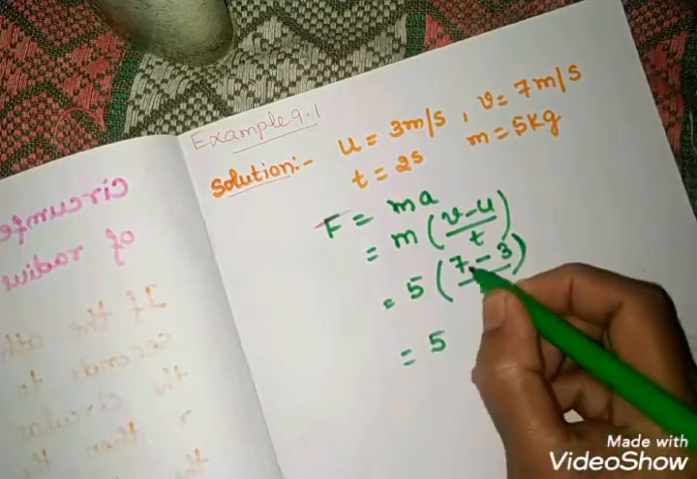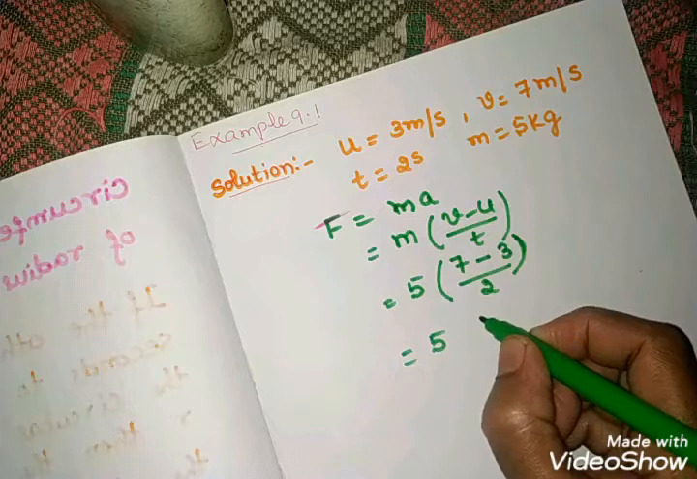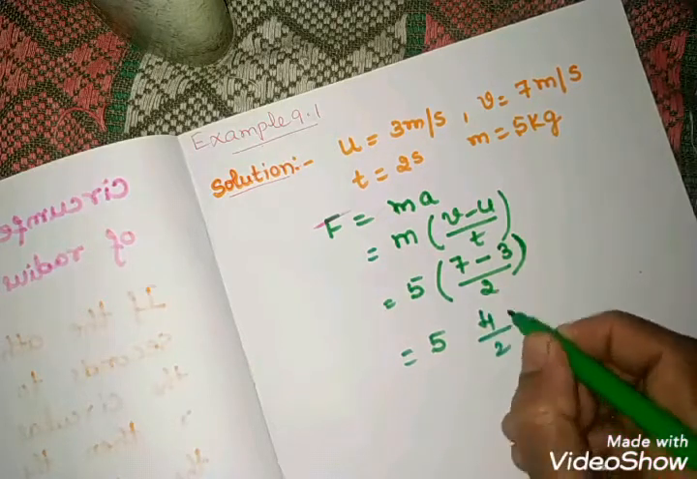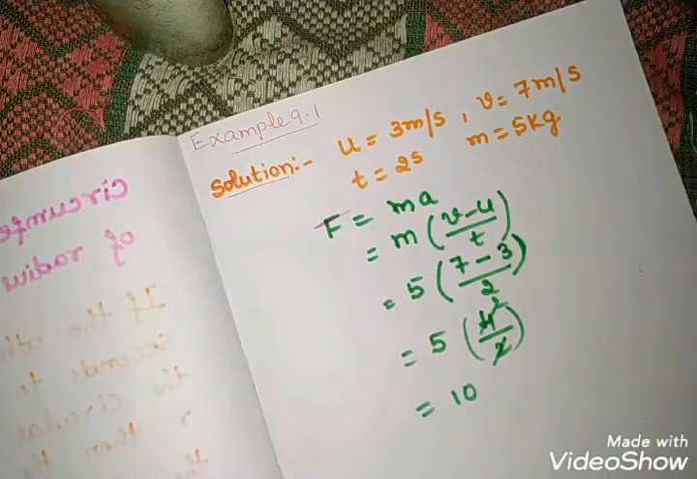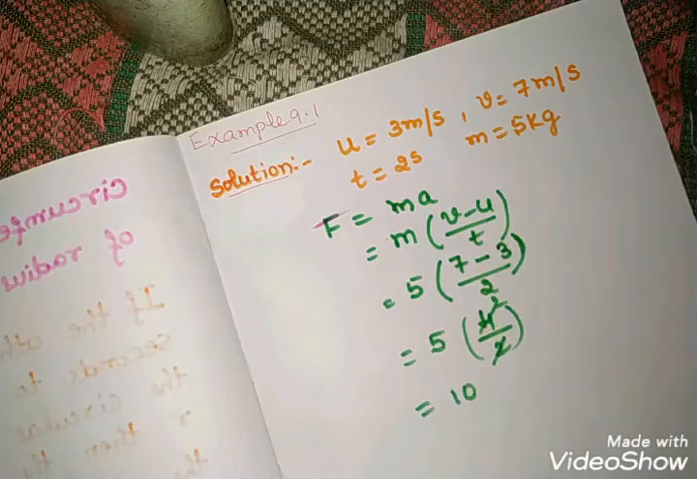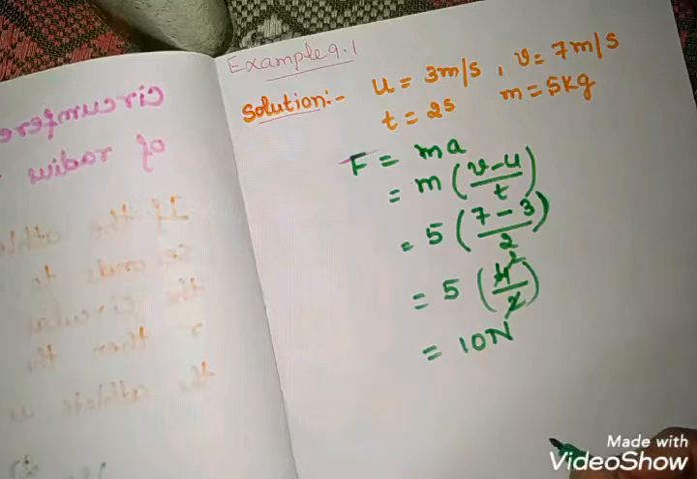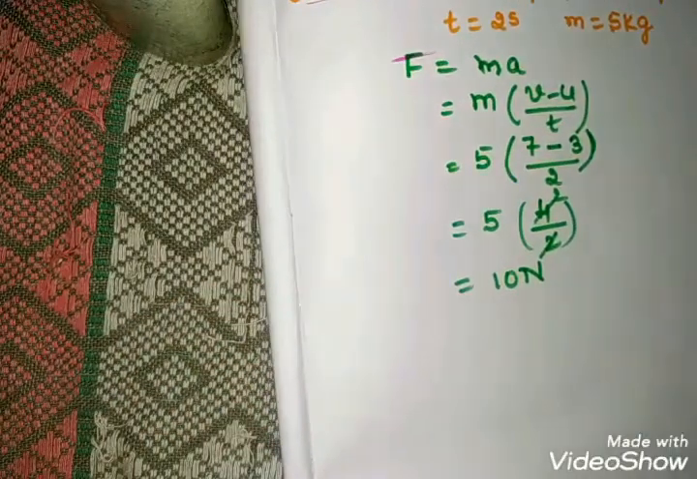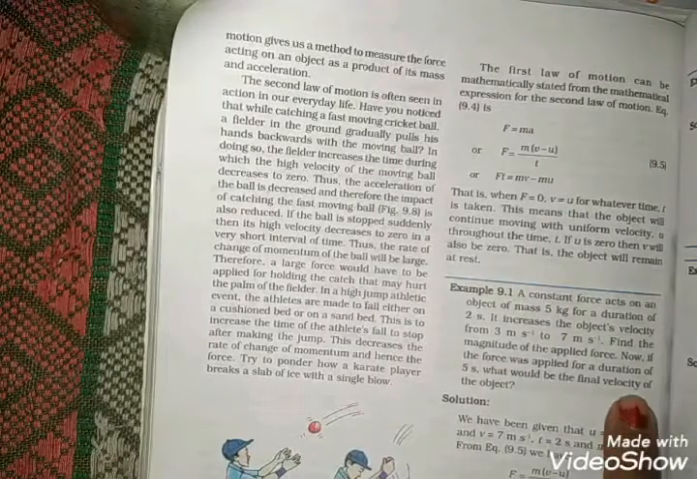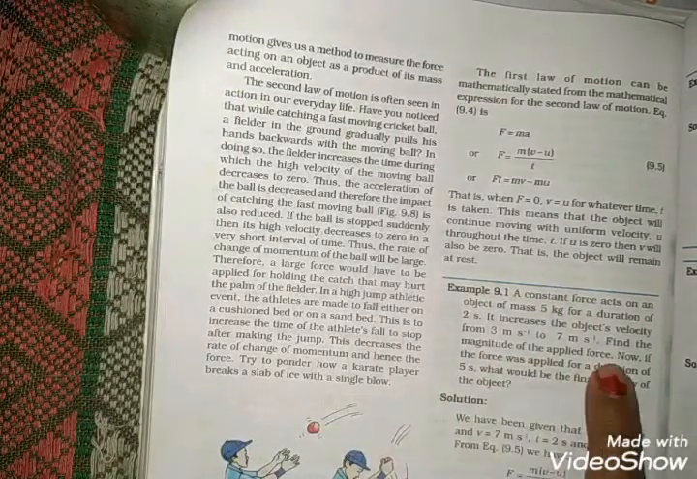So 5 into (7 minus 3), 4, divided by 2. 2 ones are 2, 2 twos are 4. So we got 10. What is this? 10 is the force applied. So it is represented in newtons. We know that the unit of force is newtons, right? So the first answer we came across is the force applied, the magnitude of the applied force.